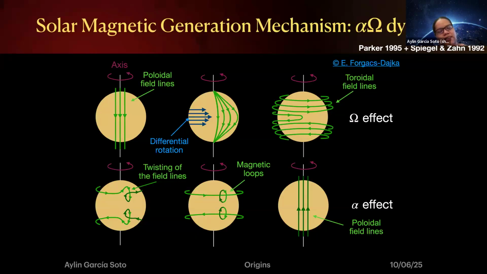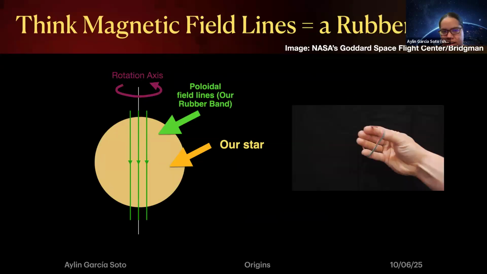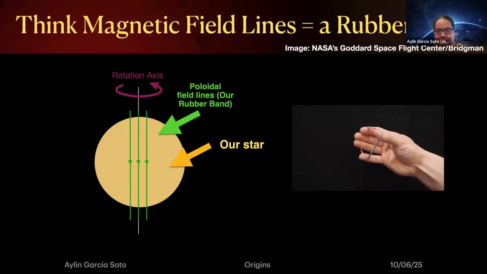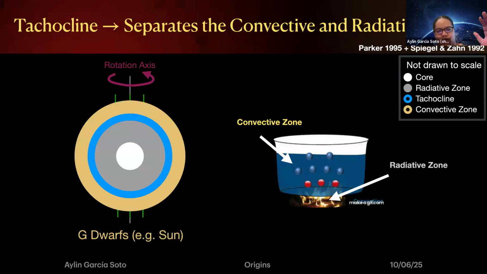This figure is very complicated, but let's just think of the magnetic field lines as a rubber band. So here we have a star. We have poloidal magnetic field lines. That's your rubber bands. And you have its rotation axis or its spin axis. The way that we're going to talk about this magnetic field is think of stretching and twisting a rubber band, essentially.